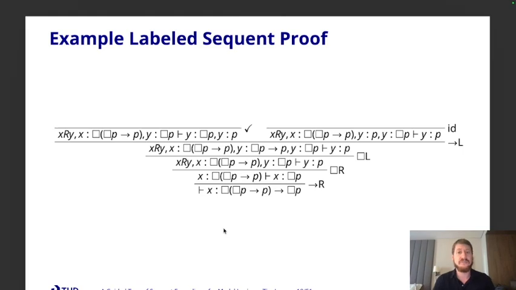Okay, to show how the system works, I've given an example of a proof on this slide. As usual, in proof theory and with sequent systems, we typically construct proofs in a bottom-up manner.